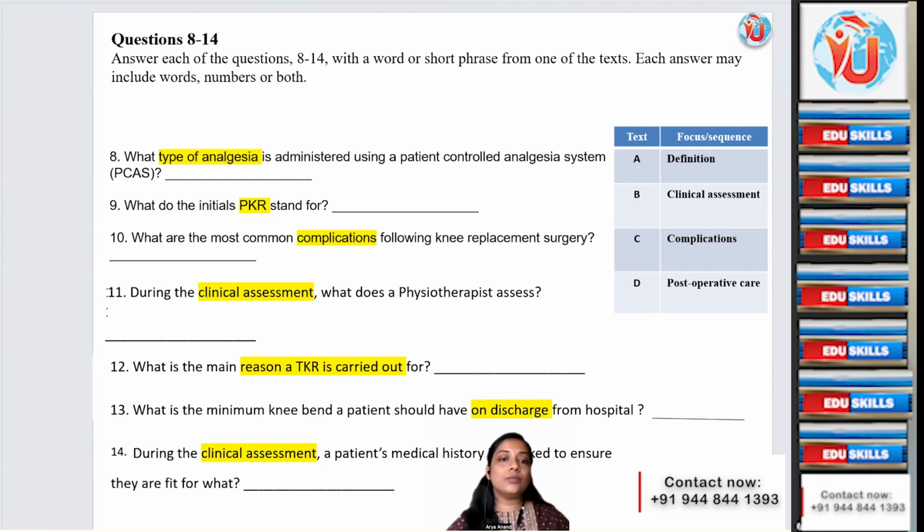Next question. What do the initials PKR stand for? First, you have to think from which text and write the answer. You can just search in that particular text and write the answer. When you are writing, your spelling should be correct. Fine. Next question. What are the most common complications following knee replacement surgery? So from which text and what is the answer? You have to write.